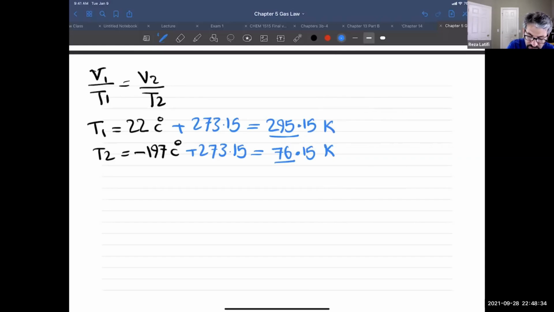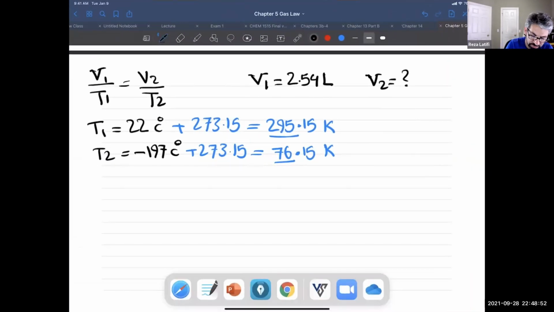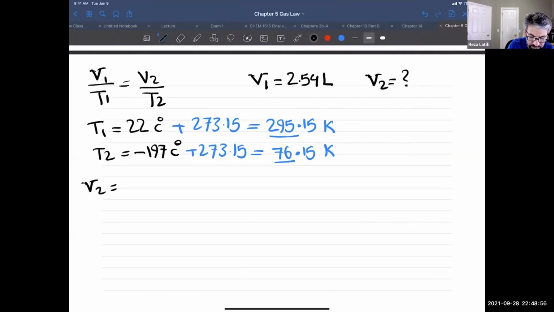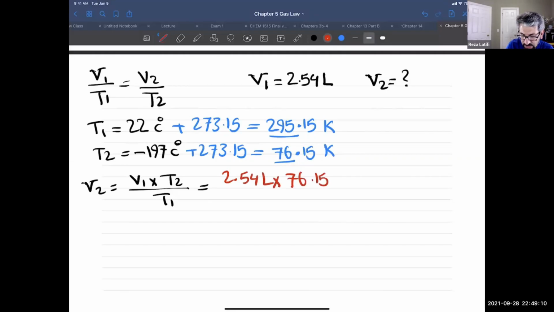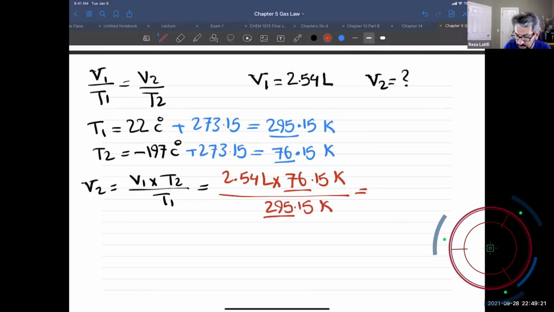Okay. And volume is given. V1 is equal to 2.54 liter, and V2 equal to, here we're looking for it, so it's missing. Now go after V2. V2 will be equal to V1 multiplied by T2 divided by T1. So you go 2.54 liter multiplied by 76.15 Kelvin divided by 295.15 Kelvin, and the final answer is equal to 0.655 liter.